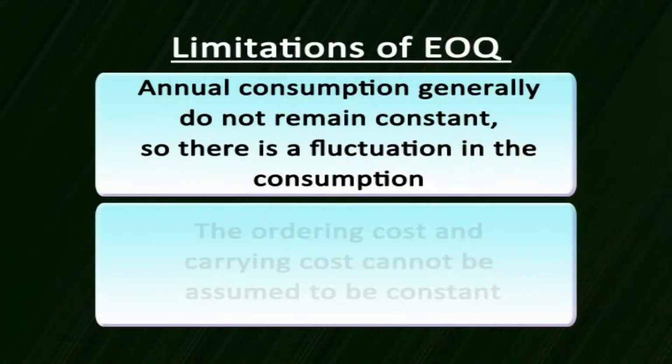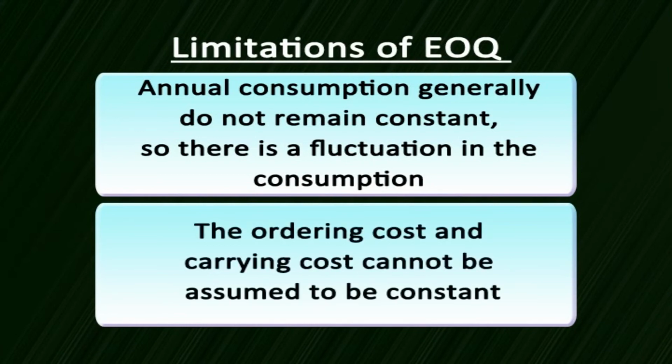Now students, we will learn what are the limitations of EOQ. First one is that annual consumption generally do not remain constant. So there is a fluctuation in the consumption. Second one is the ordering cost and carrying cost cannot be assumed to be constant. These are its limitations. With this we have learned the EOQ technique with its meaning, assumptions, applications, limitations and methods of computation.